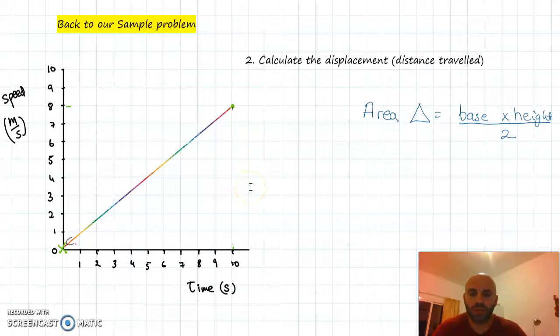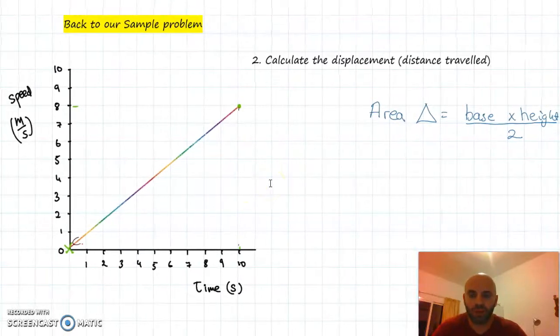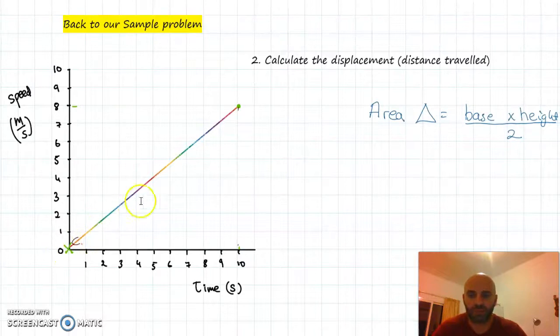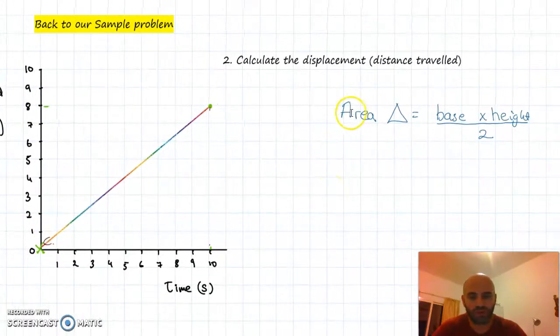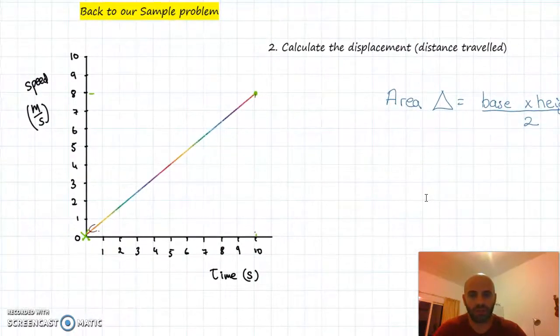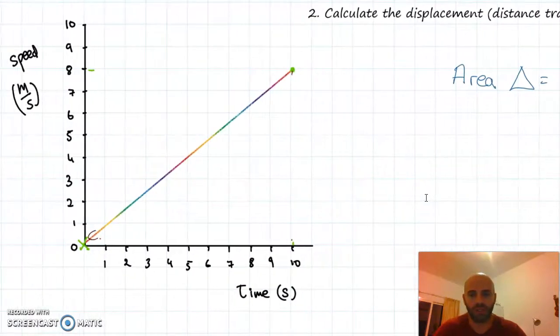Okay, so now back to our sample problem, where we've got our object that's going to have a constant acceleration all the way up to 8 meters per second over that 10 seconds. Notice this one is a triangle, so I've written the formula for the area of a triangle, which is the base times the height divided by 2. Now, let me show you what that looks like, okay?